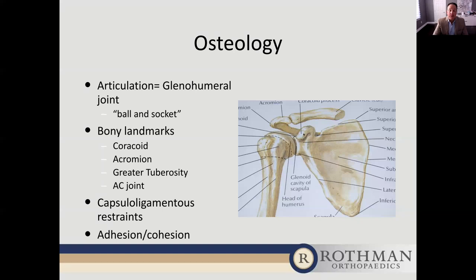You have bony prominences in the shoulder called the coracoid, which is the prominence in the front of the shoulder. The acromion is also known as the roof bone of the shoulder. Greater tuberosity, which is where the rotator cuff muscles attach, and the acromioclavicular AC joint, which is right up here. We have ligament structures, which I'll show you next, and then we have joint fluid in the shoulder that also gives us some cohesion and adhesion in the shoulder joint.